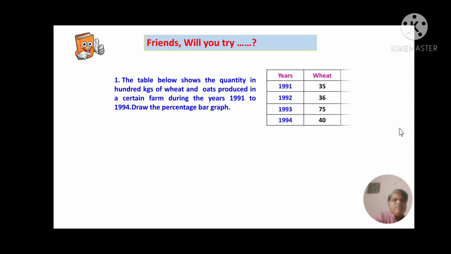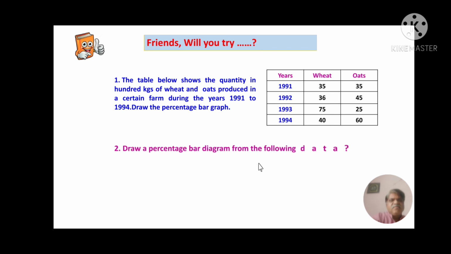This is the tabular form. Years 1991, 92, 93, 94. Wheat production is 35, 36, 75 and 40, and oats is 35, 45, 25 and 60. Accordingly, you have to prepare a table and try.